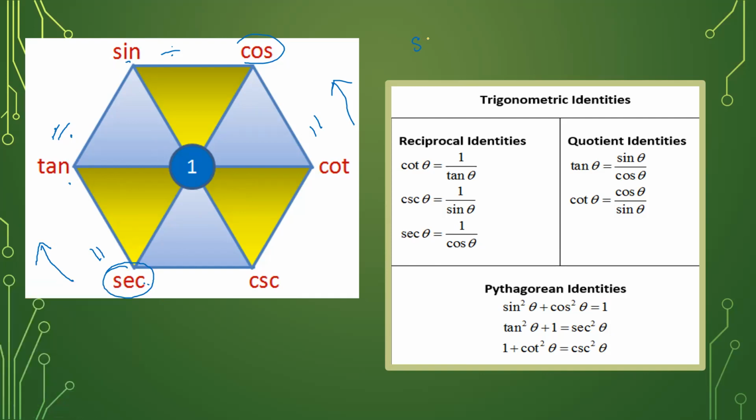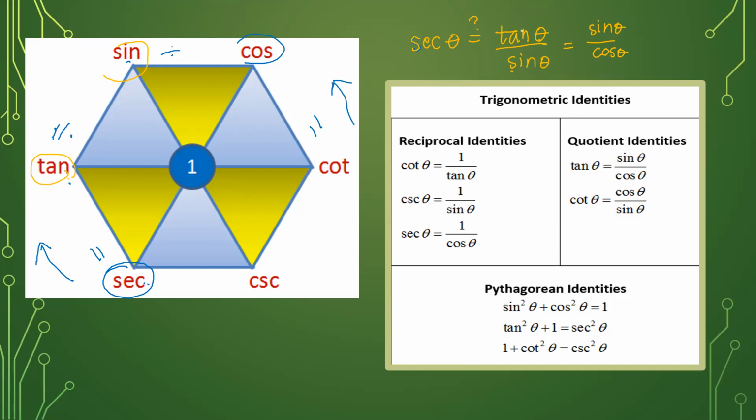Let's see, is it really true that secant theta is equal to tangent theta over sine theta? Sabi dito, tangent, this vertex over this vertex, kasi siya yung kasunod moving in a clockwise direction. So, is tangent theta over sine theta really equal to secant theta? Ang tangent theta is sine theta over cosine theta.